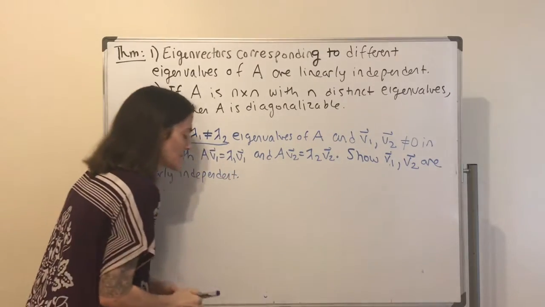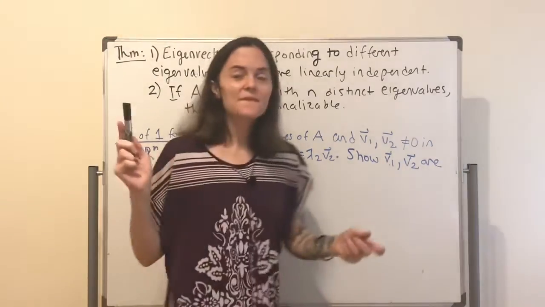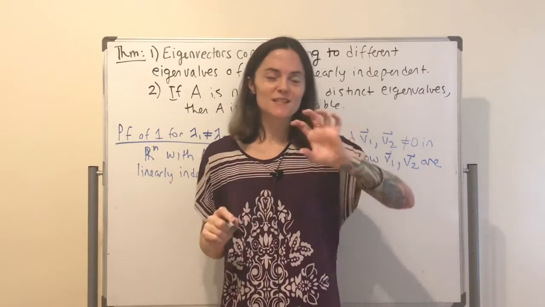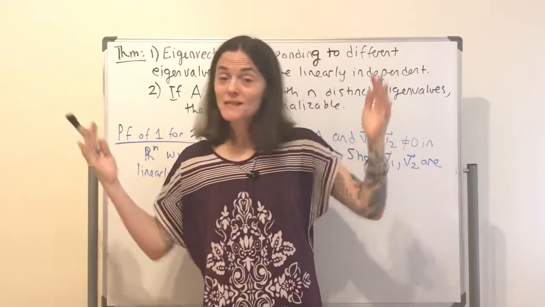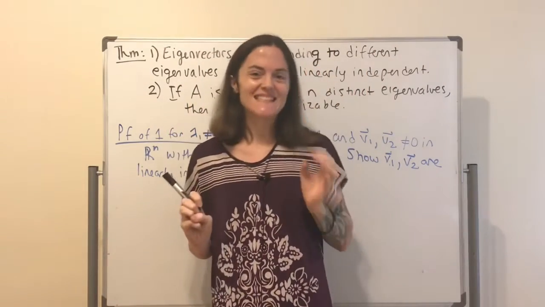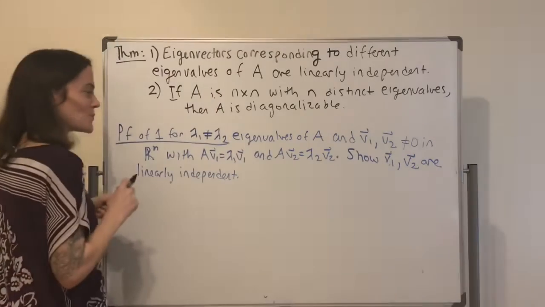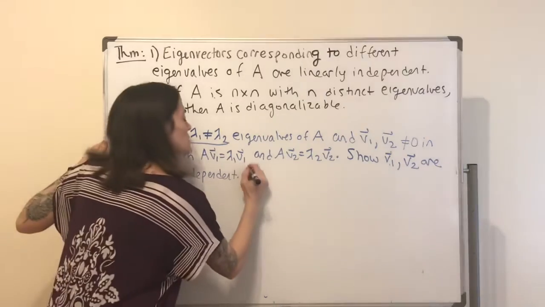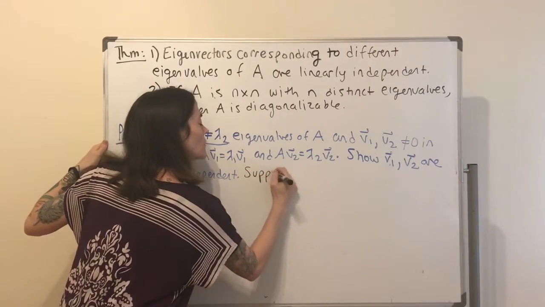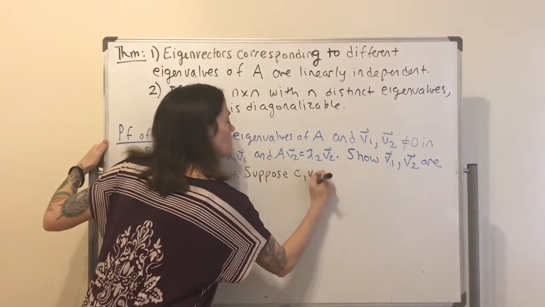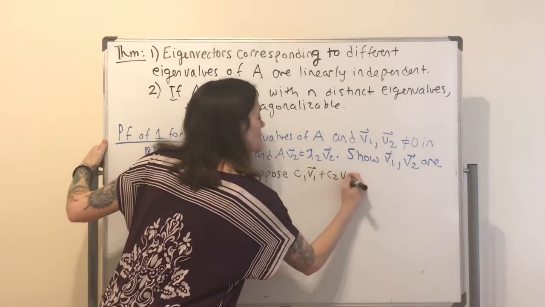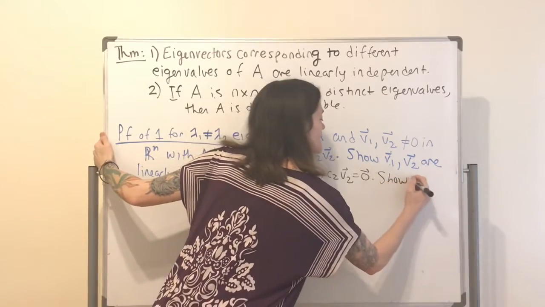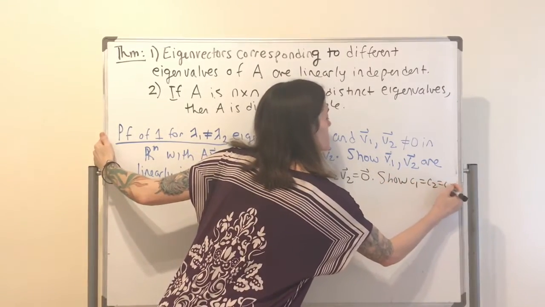Okay, how do I do this? Well, you assume you have some relation, C1 V1 plus C2 V2 equals 0. And then we must prove C1 is 0 and C2 is 0. This goes back to how do we show two vectors are independent? So suppose C1 V1 plus C2 V2 is 0. And then we need to show, just like I said, C1 and C2 is 0.